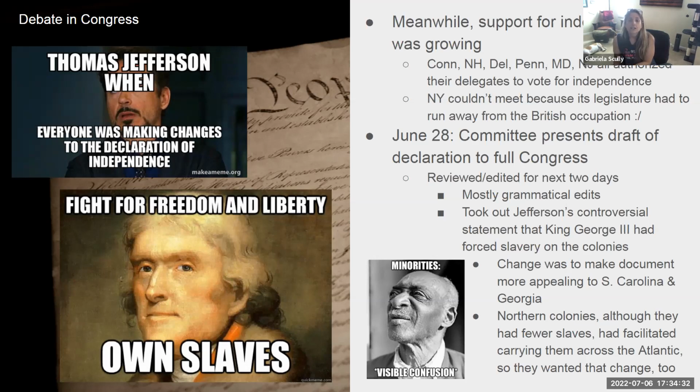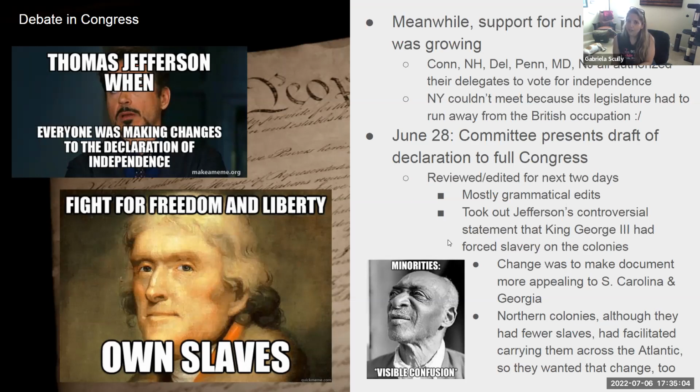controversial statement. Thomas Jefferson had put in that King George III had forced slavery onto the colonies, which, fun fact, is not true. I mean, the colonies have had slaves for, I can't even tell you, since Columbus sailed over here just about. They took out that statement on the surface to make the document more appealing to South Carolina and to Georgia, both of whom had enormous amounts of enslaved people, absolutely, of course.